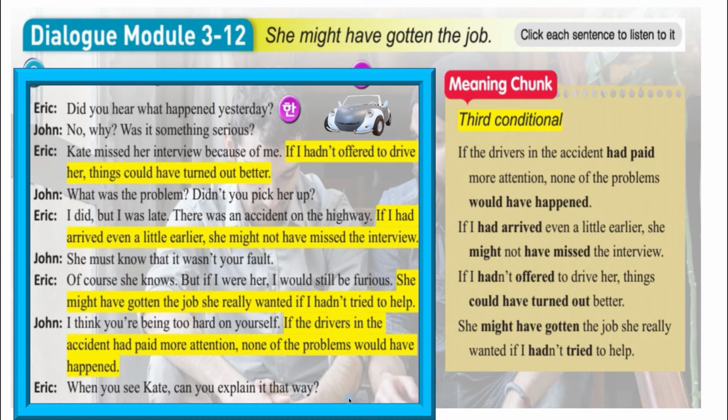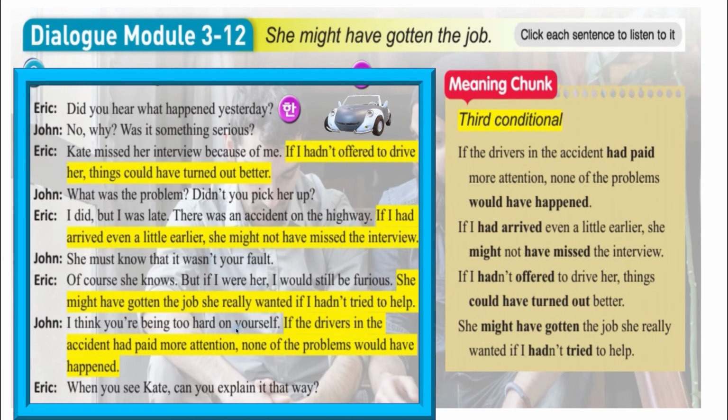So Eric is feeling a little guilty because he had offered to drive Kate to her interview, but he was late picking her up because of an accident on the highway. So because he was late picking her up, she missed the interview. She missed the interview.